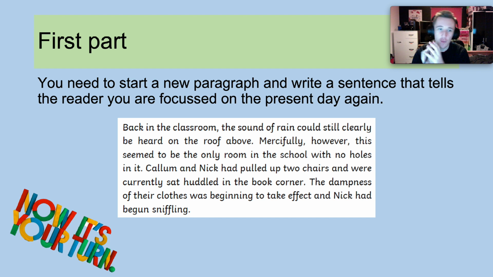Alright then, so the first part of today is we need to start a new paragraph, so new line, because we're going from our rumour story back to the present day. So we need to show the reader that we've changed. The first thing we need to do is write a sentence that tells the reader that you are back in the moment. Make it really obvious to them you're no longer telling the story about the rumour, you're back to the main story. Now in my example, it looks a bit like this.